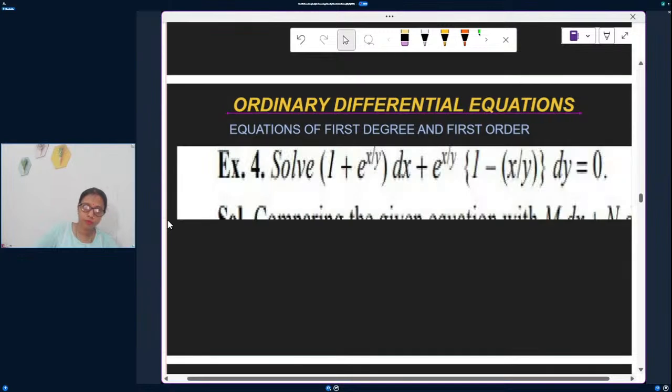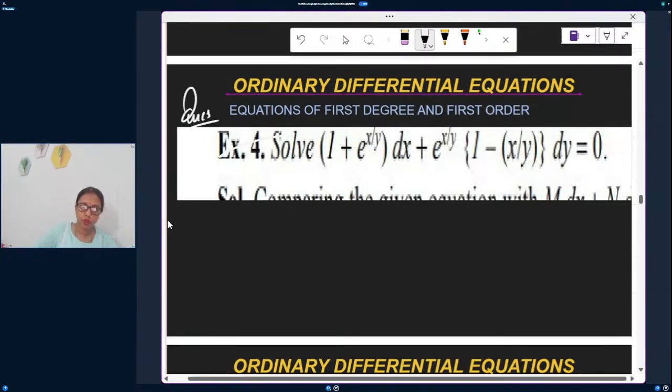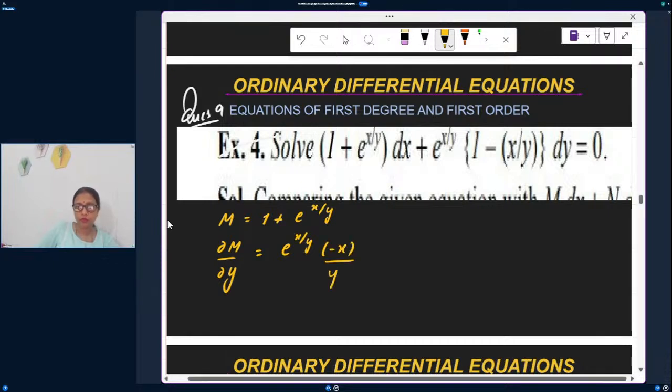Question number 9. Solve this. M dx plus N dy equals 0, where M is 1 plus e to the power x by y, so del M by del y: differentiate with respect to y. So e raised to the power x by y as it is, and minus x by y square.